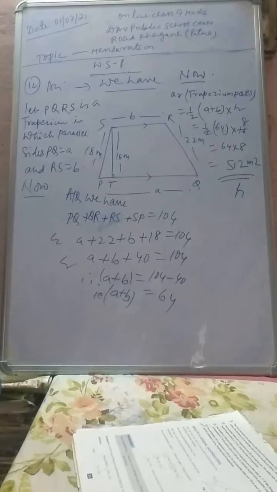Now, area of trapezium PQRS is equal to half into the sum of the parallel sides into height. This is equal to half into A plus B into H. This is equal to half into 64 into 16. This will be equal to 8 into 16, 64 into 8. This is equal to 512 meter square. It is your required area of the given trapezium.